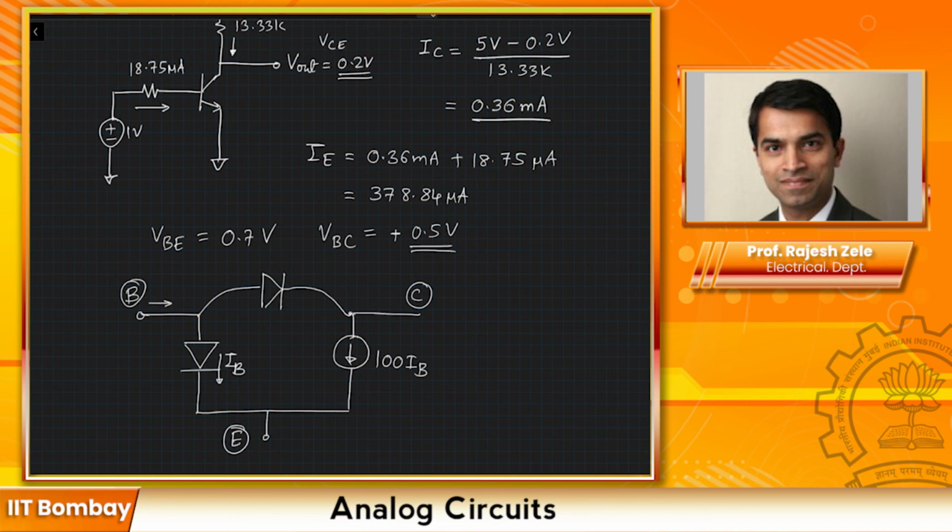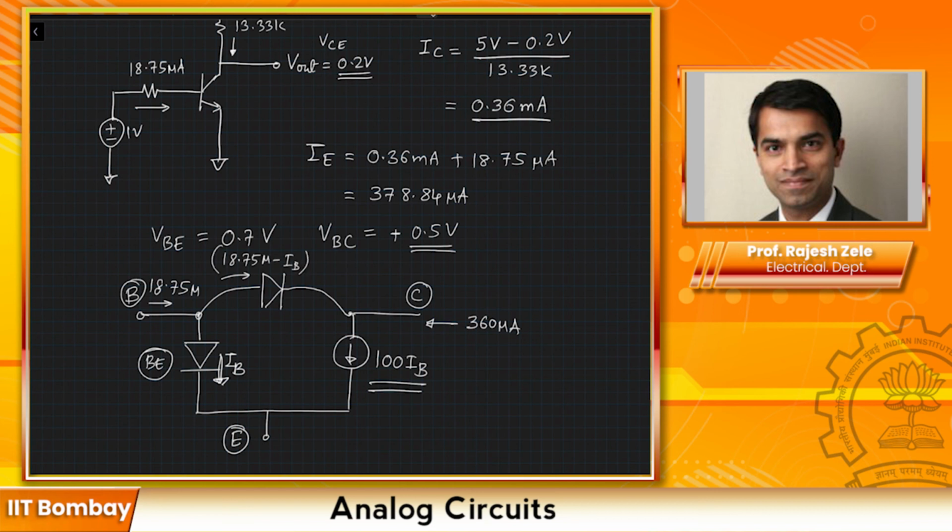We know that the base current is 18.75 microamps, and there is current IB which will flow through your VBE diode, the base emitter diode, and 100 times IB will flow from the collector. We know the collector current is 360 microamps. First, Kirchhoff's current law at the base node gives us the current flowing through the forward biased base collector junction diode, which is equal to 18.75 microamps minus IB.